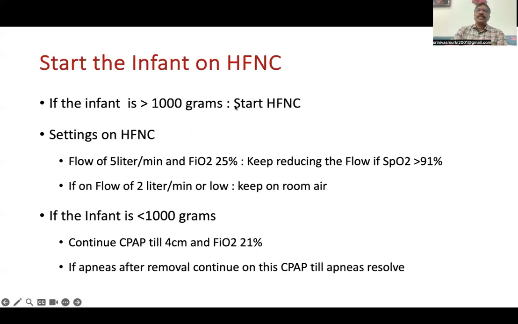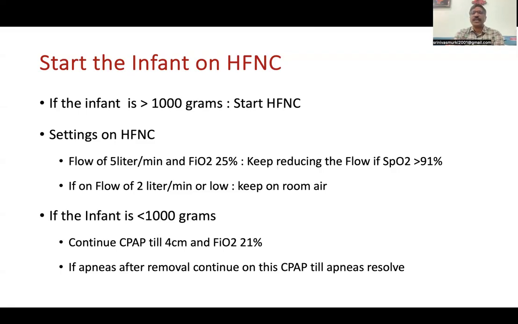So this baby, since he came to a pressure of 4, FiO2 25%, there are two choices you have. If the baby is more than 1 kg, you can start the baby on HFNC, that is high flow nasal cannula. This is again a mode of non-invasive respiratory support. If you're switching to HFNC, like this baby is more than 1 kg, so this baby is a candidate for HFNC. You start with a flow of 5 liters, same as that on CPAP, FiO2 25%, same as that on CPAP.